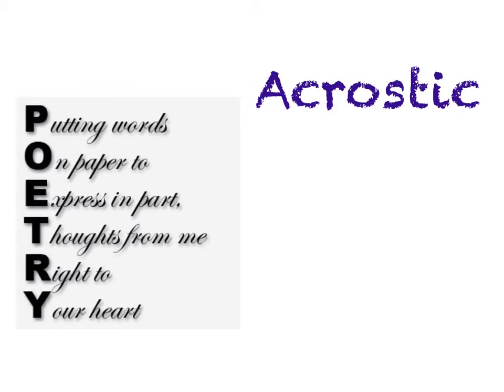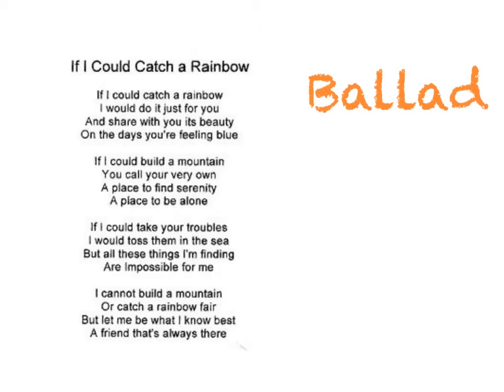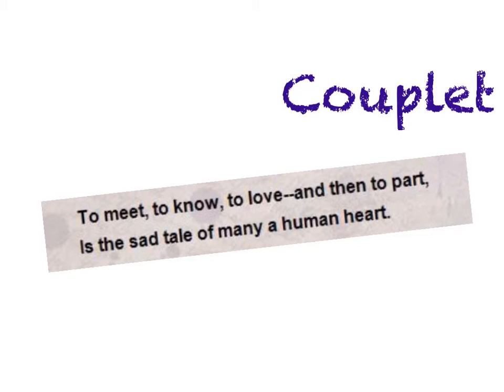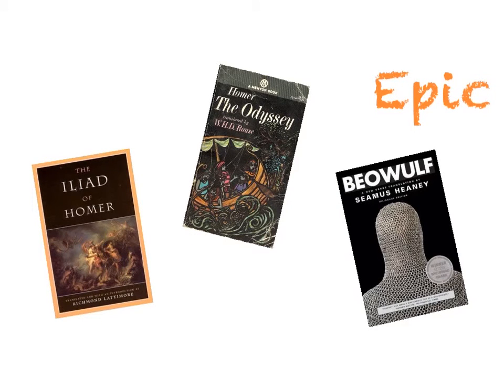Acrostic. Poetry in which certain letters, usually the first letter in each line, form a word or message when read in sequence. Ballad. A poem that tells a story similar to a folktale or legend, which often has a repeated refrain. Couplet. A couplet has rhyming stanzas made up of 2 lines. Epic. An extensive, serious poem that tells a story about a heroic figure.